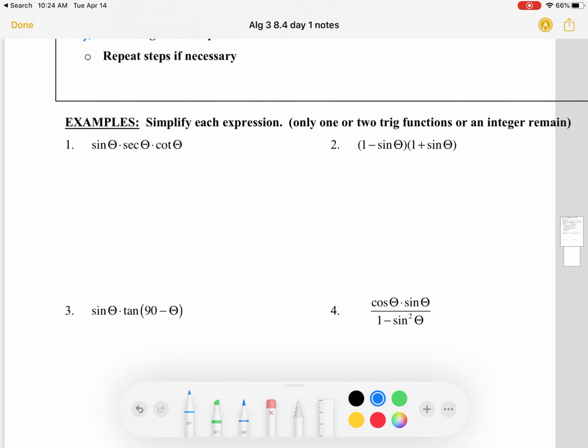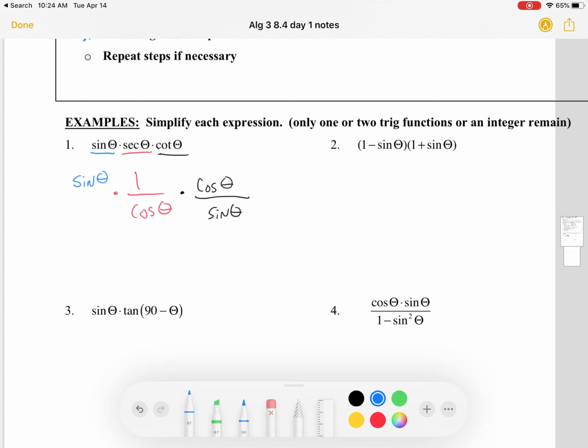Okay, so first example says sine of theta times secant of theta times cotangent of theta. And again, we want to rewrite everything in terms of sine and cosine. So first of all, we have sine of theta. Well, that's okay because it's already in terms of sine and cosine. Secant of theta, you should know you can rewrite secant as 1 over the cosine of theta. Last but not least, we have cotangent. You should know that you can rewrite cotangent as cosine of theta over sine of theta.